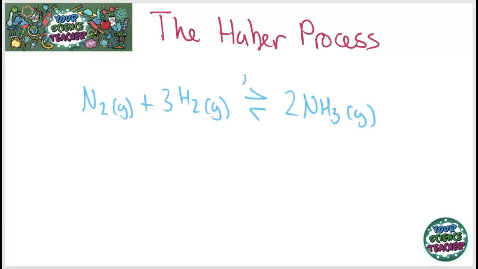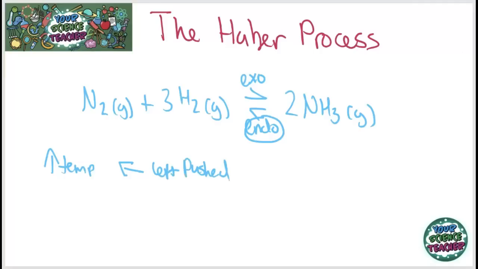Now, this reaction is exothermic in the forward direction and endothermic in the backwards direction. Now, if I increase the temperature, then what's going to happen is my endothermic reaction is going to be favored, and I will actually push my reaction to the left. Now, if I look at pressure this time, I will actually make a difference. I've got 4 moles of reactant and only 2 moles of product. So if I increase the pressure, then I will push my reaction to the right.